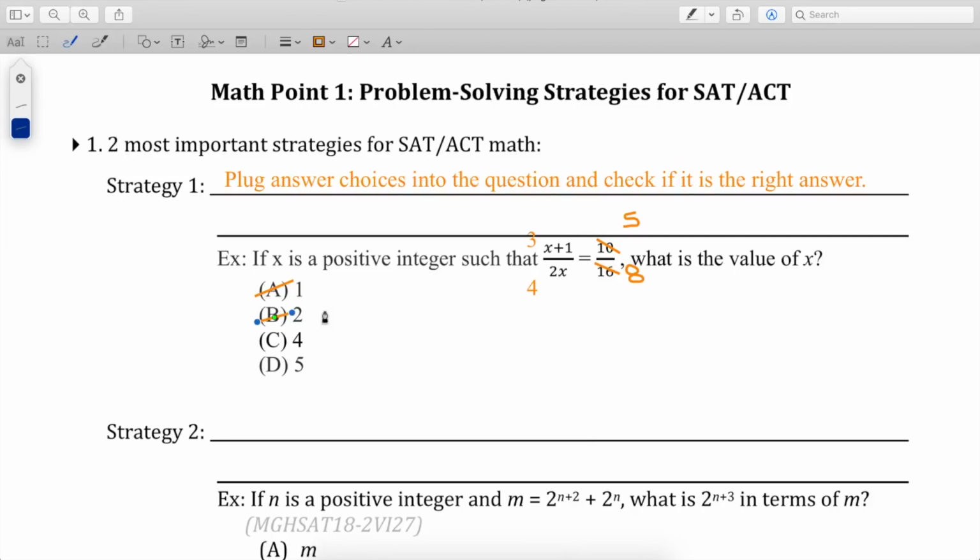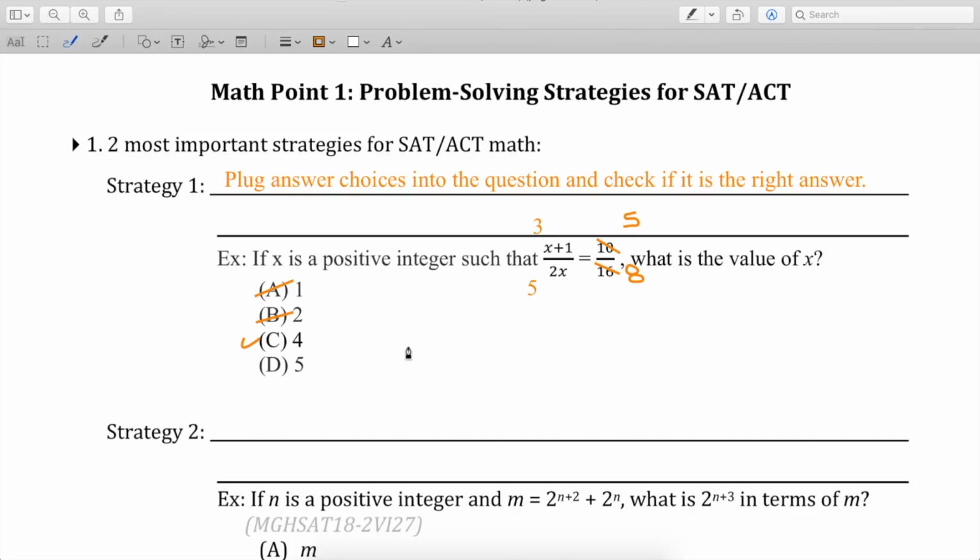And then you look at choice C. Choice C is 4. So 4 plus 1 equals 5 at the top, and 2 times 4 equals 8 at the bottom. And there you have it, 5 over 8. So the answer is C. And if you want to try the last one, D: 5 plus 1 equals 6 at the top, and at the bottom, 2 times 5 equals 10. And 6 over 10, if you reduce that, you get 3 over 5, which is also not 5 over 8. So the answer is C.